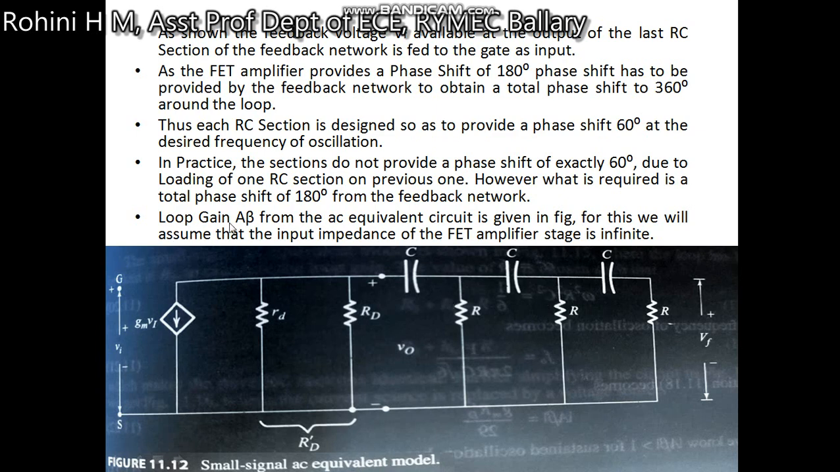So then we are finding the loop gain. Loop gain is given by A beta from the AC equivalent circuit, which is shown in the next diagram. In the AC equivalent circuit, we are simplifying this circuit. These two resistances are in parallel, so we will equate it as RD dash, which is the parallel combination of RD and this RD. Then this current source will be replaced by a voltage source, V equal to I into R, that is, this current source into this resistance RD dash.